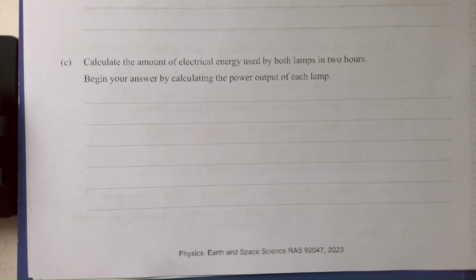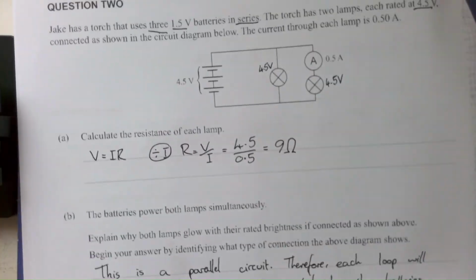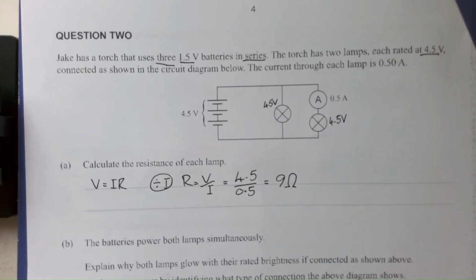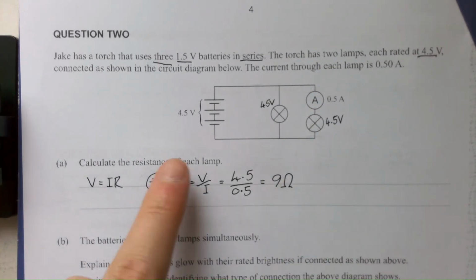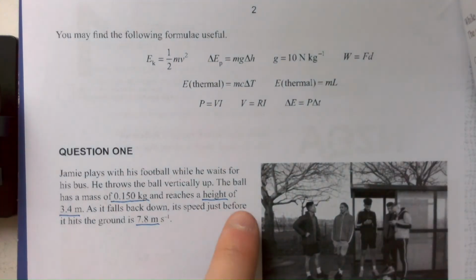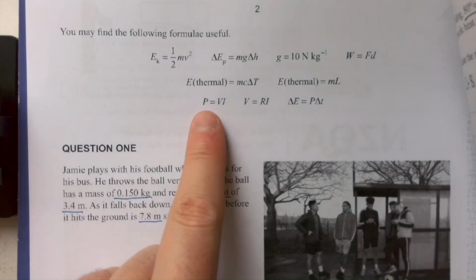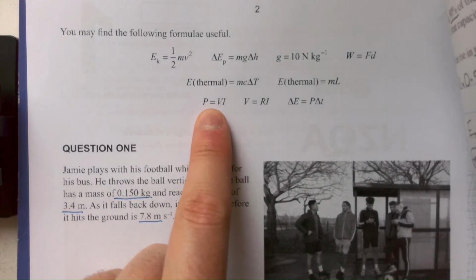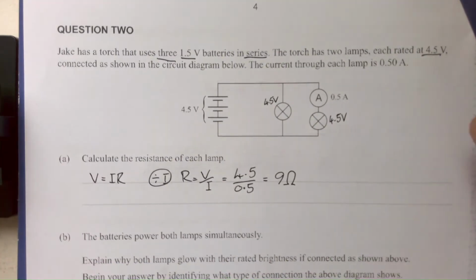Now, part C. Calculate the amount of electrical energy used by both lamps in 2 hours. Begin your answer by calculating the power output of each lamp. If we go back to our equations, we've got lots of voltages and currents, and we're looking for a power equation. And so we're going to use this equation here. Power is equal to voltage multiplied by current.